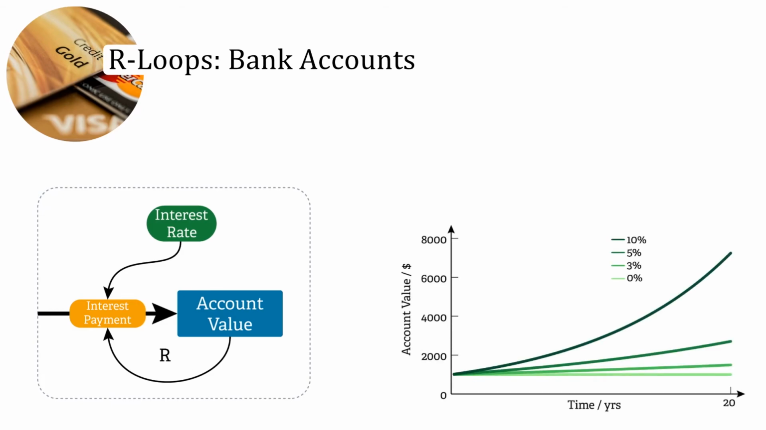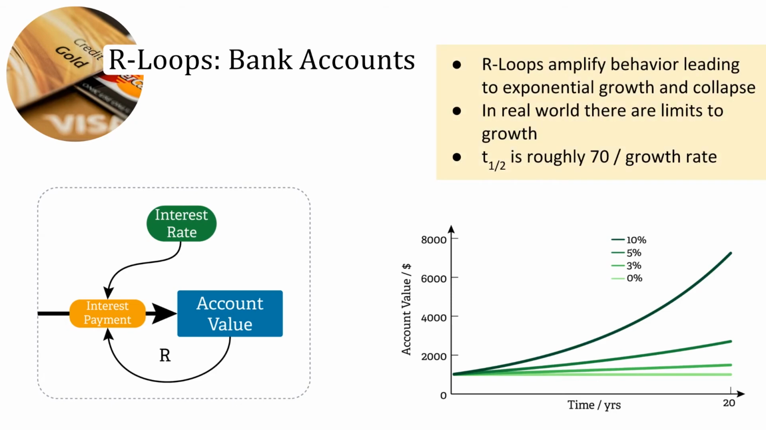When we graph the behavior of this system over time, we get these familiar exponential growth curves. So at 0% interest, obviously the interest payments will also be 0, so we'll just have a constant account value. But at interest rates of 3%, 5%, and 10%, we see that the account value is steadily increasing. And this increase isn't merely linear growth, because the rate of growth is actually also increasing as time goes by, which gives us this accelerating exponential type curve. As this example shows, reinforcing feedback loops amplify behavior of a system and lead to exponential growth or collapse.